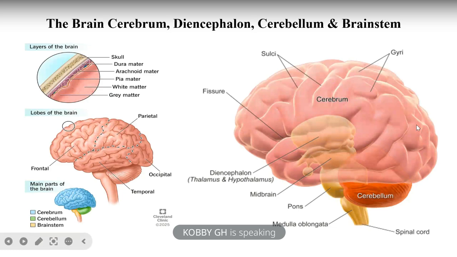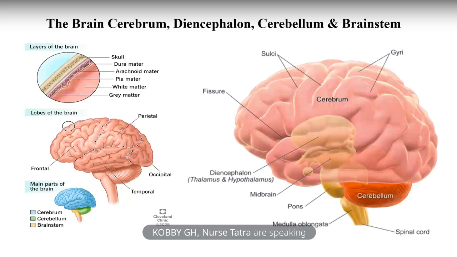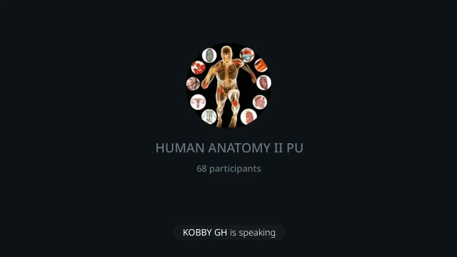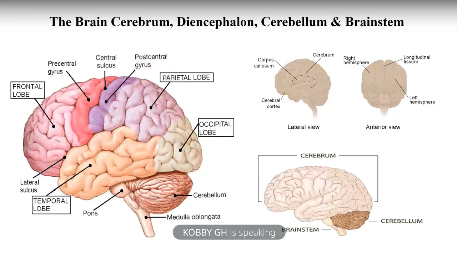Then you should also know which part of the brain is the largest. What is the largest division of the brain? The cerebrum. Good. That is the largest division of the brain, the cerebrum. So you see, this is how the cerebrum looks.